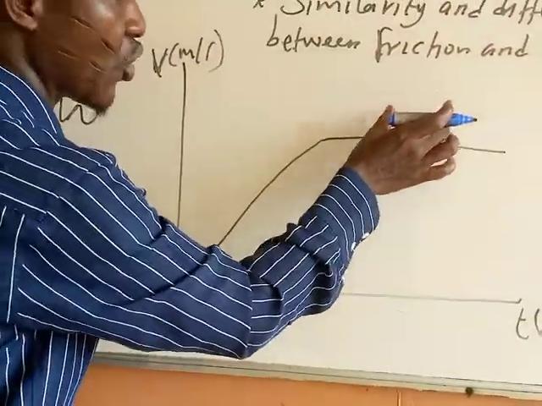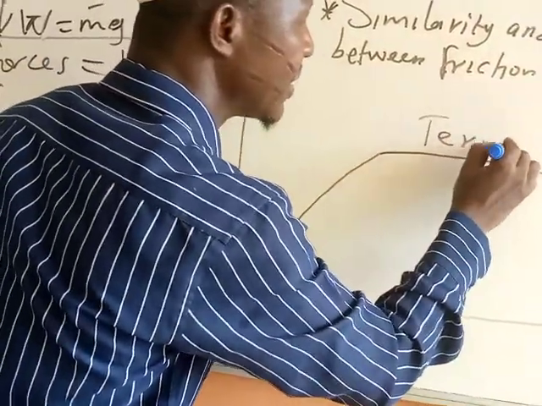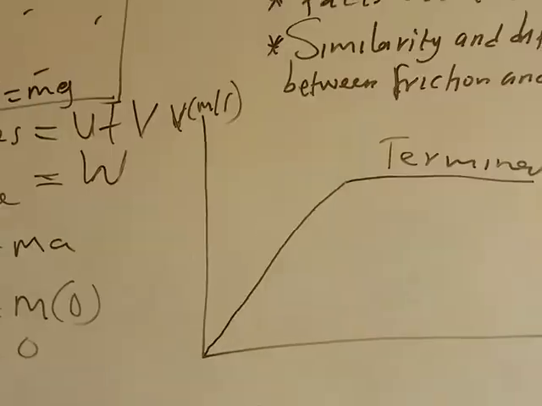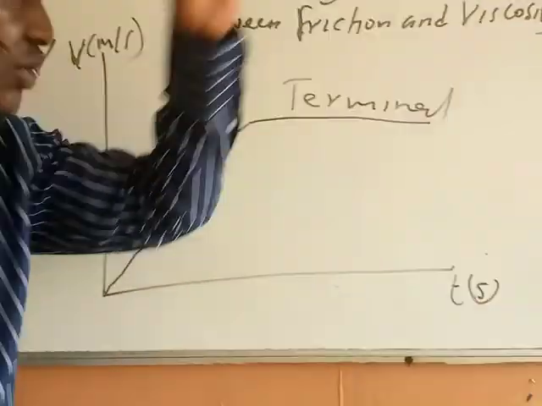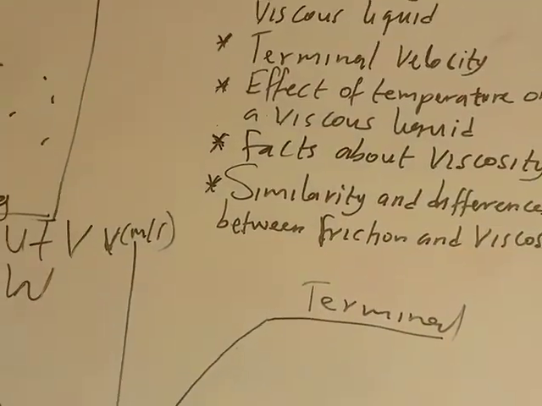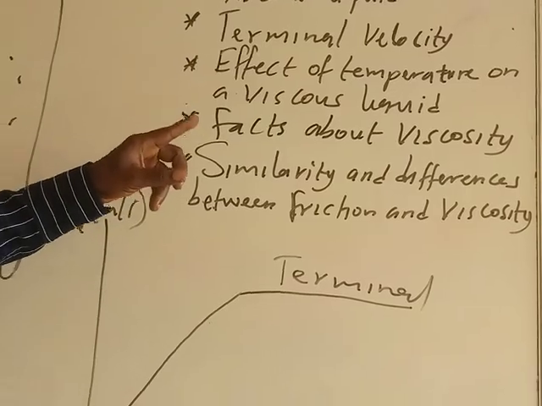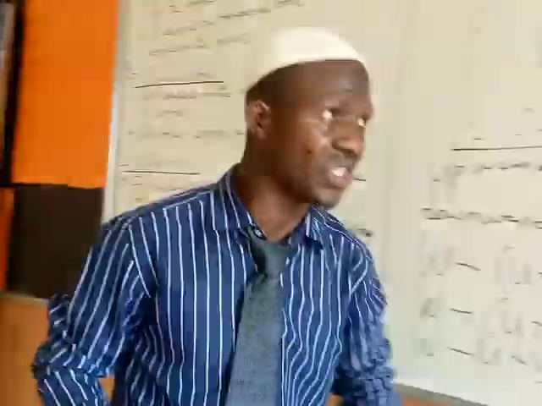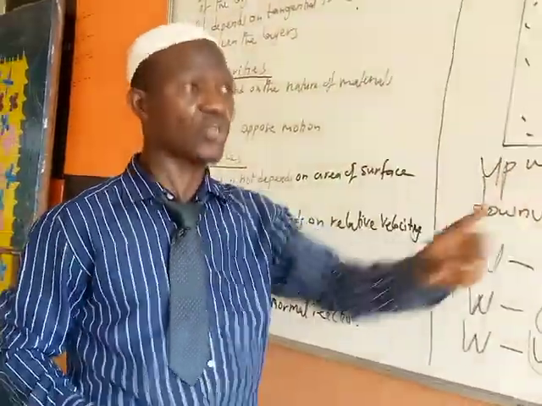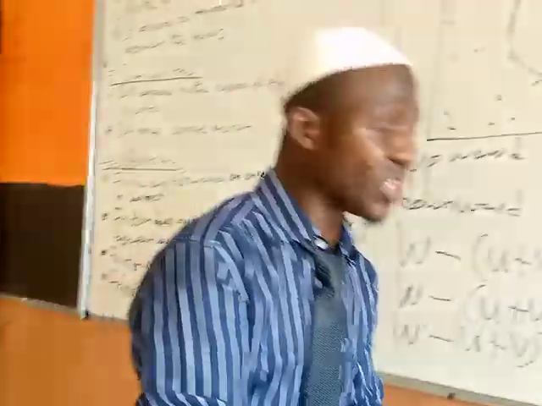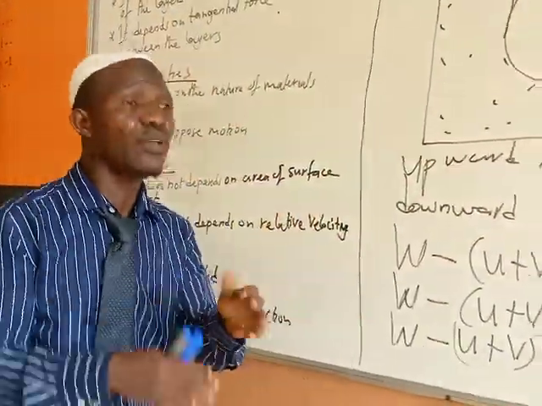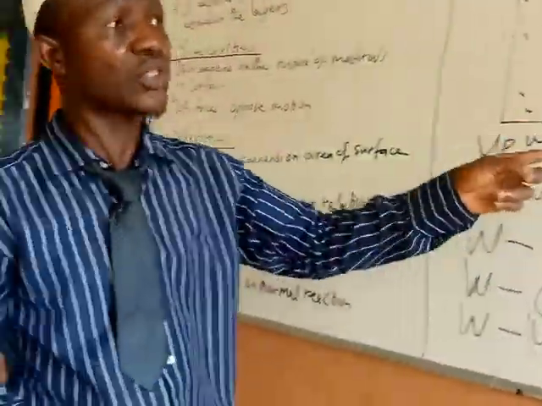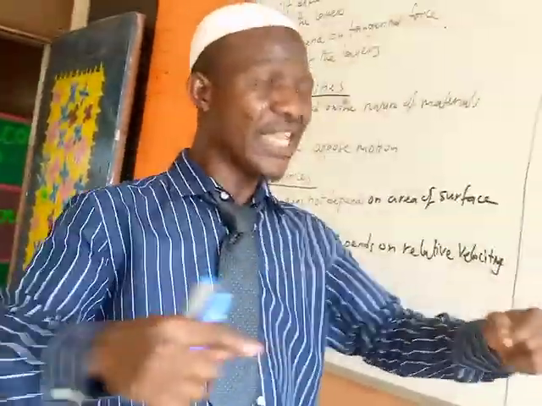And at this stage, we call it what? Terminal velocity. Now, what is the effect of temperature on a viscous liquid? When you increase the temperature of a viscous liquid, it means you are reducing its viscosity. But when you reduce the temperature, you are increasing its viscosity. That's why most of the time, when you heat our red oil, which is one of the viscous liquids, you are reducing the what?